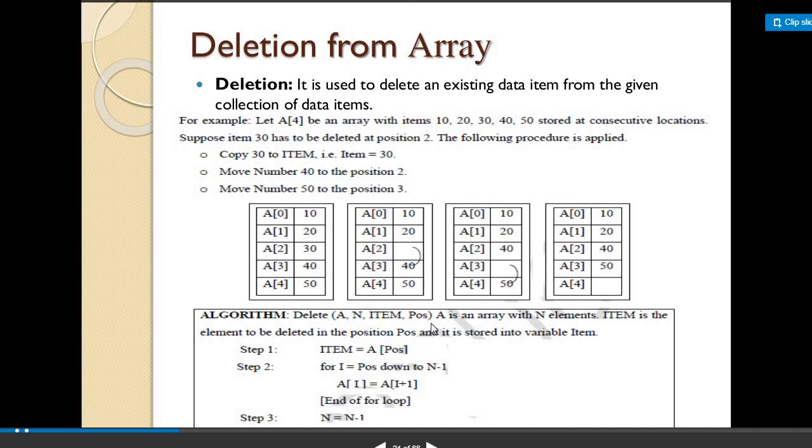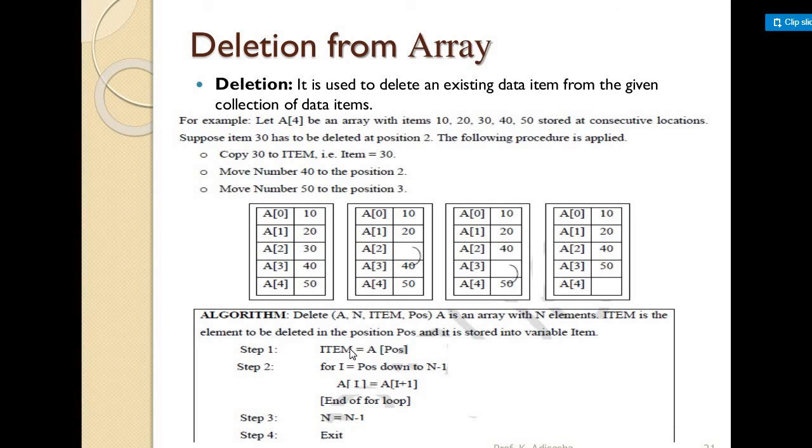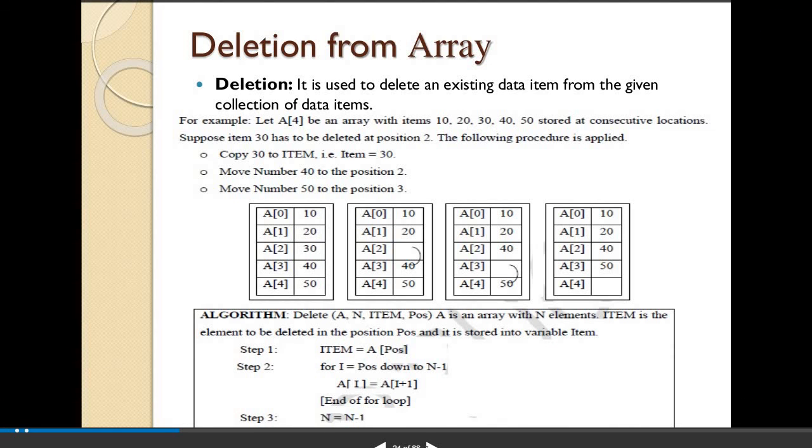And the algorithm, if we see here, is the delete operation. The parameters are the array, total size n, the item to be deleted, and the position. A is an array with n elements, and item is the element to be deleted at the position pos and stored in the variable item. Step 1: firstly we identify the item to be deleted, so A[pos] is item. The element to be deleted is kept in item. Then for i from pos down to n minus pos, from the end of the array, shifting is done, so one place element is shifted: A[i] = A[i+1]. Through the loop we shift the elements, and the size of the array is decremented. This procedure gives the deletion of elements.